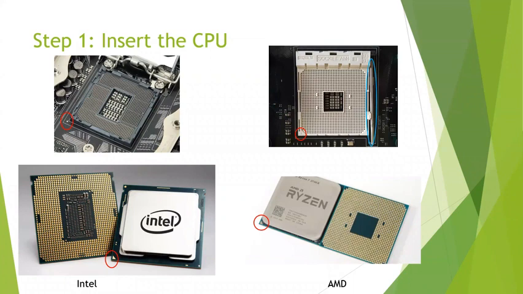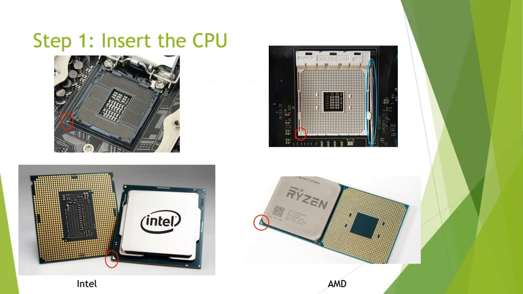Then what's also important to mention is that some motherboards will have a protective cover along the CPU socket. For AMD motherboards, which is shown on the right, this doesn't always appear, and if it does appear, then you can just remove it at the beginning and save it for later. However, for Intel motherboards, which is shown on the left, the motherboard will almost always have a socket cover, and it's very important not to remove this until you are done installing the CPU.